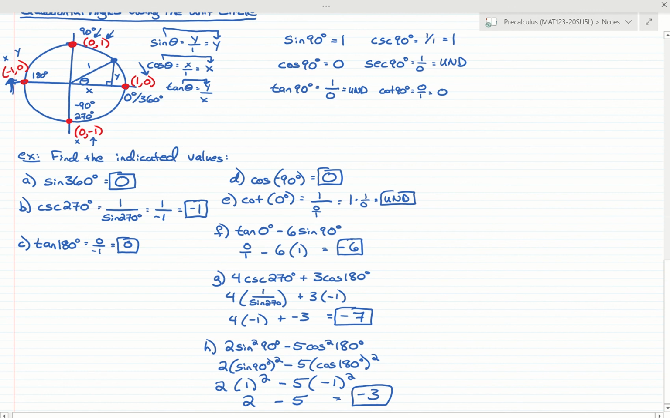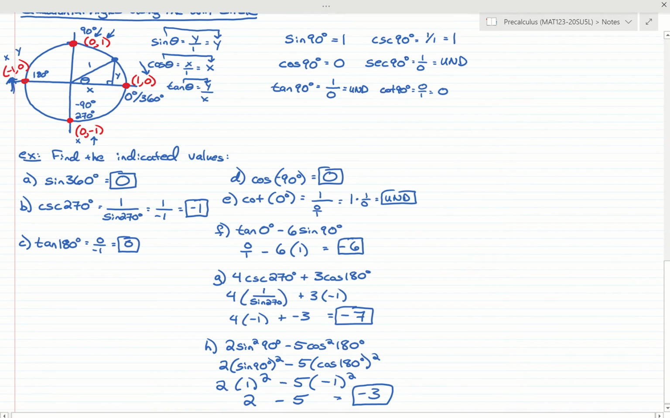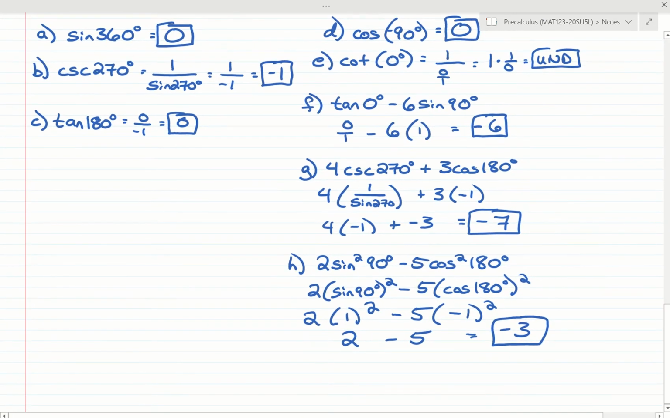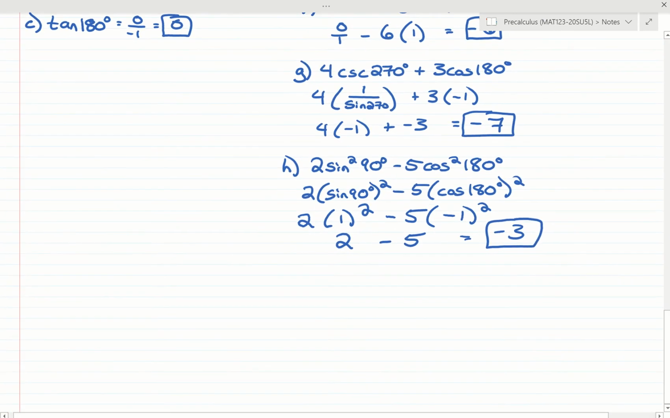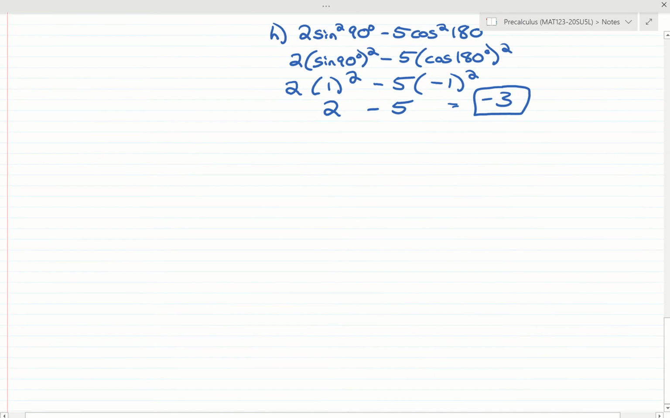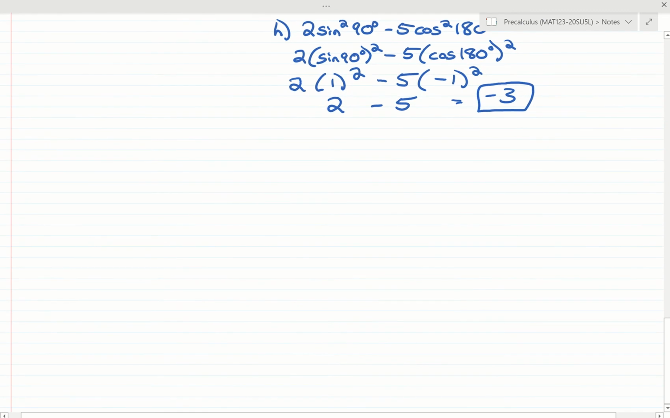Now in the next section, we're going to be talking about finding special triangles. So generally we have two types of trigonometric angles. We have quadrantal angles, which hopefully you understand now, and we have special triangles, which come from 30, 60, 90 and 45, 45, 90 triangles. So let's move on to finding some reciprocals.